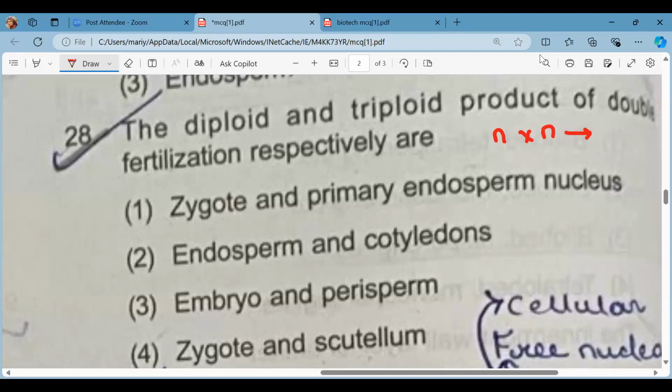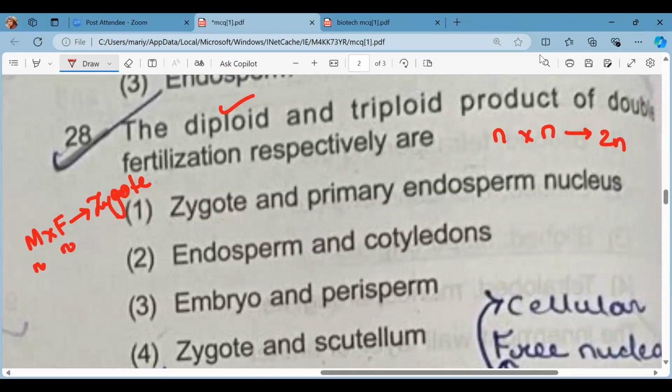When the male gamete fuses with the female gamete, it leads to the formation of the zygote, right? You told me in the previous question that the male gamete is haploid and the female gamete is haploid. So what will be the ploidy of the zygote? Will it be haploid or diploid? No, n plus n is equal to 2n. So the zygote will be diploid.